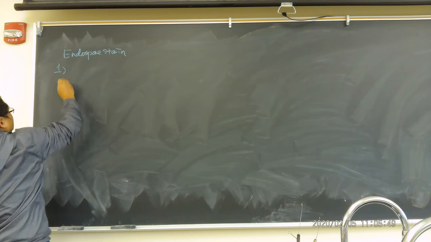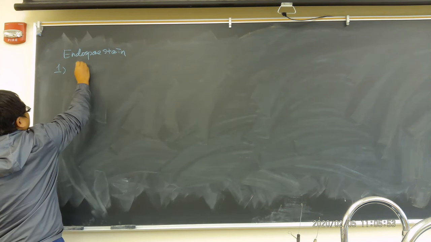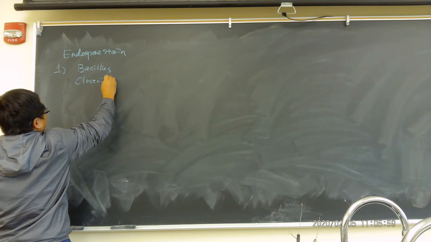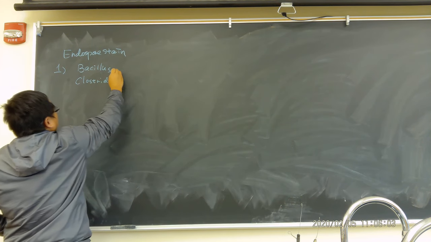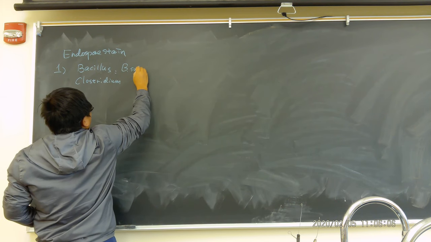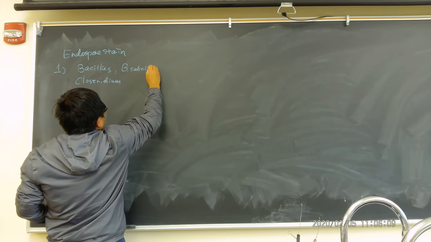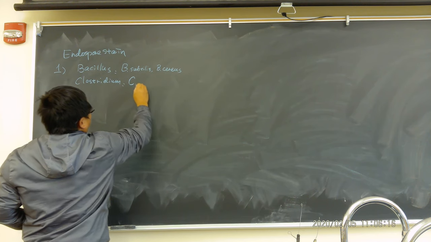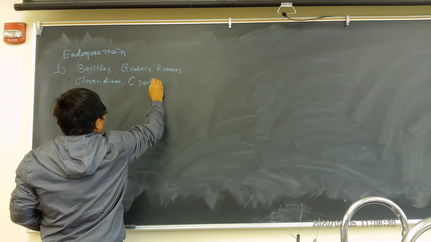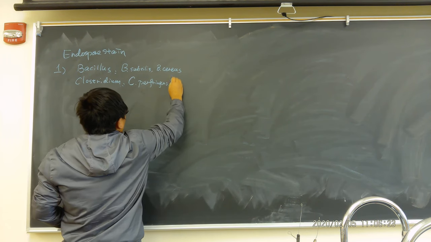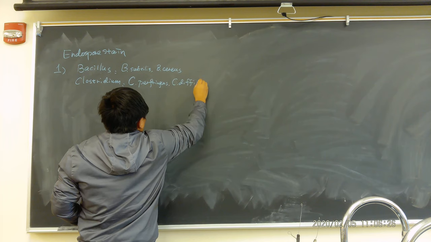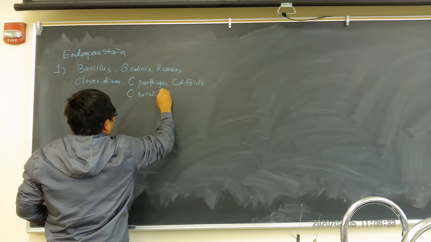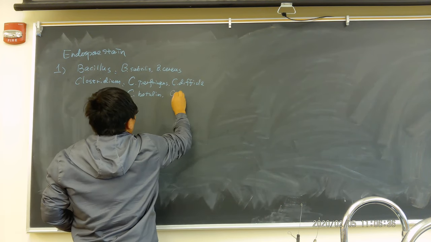First of all, you need to know there are two genera of bacteria that have endospores, which are Bacillus and Clostridium. For Bacillus, we talk about Bacillus subtilis and Bacillus cereus. Clostridium we're going to talk about more later: Clostridium perfringens, Clostridium difficile, Clostridium botulinum, and Clostridium tetani.